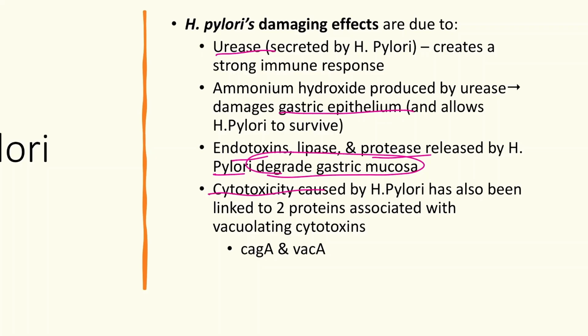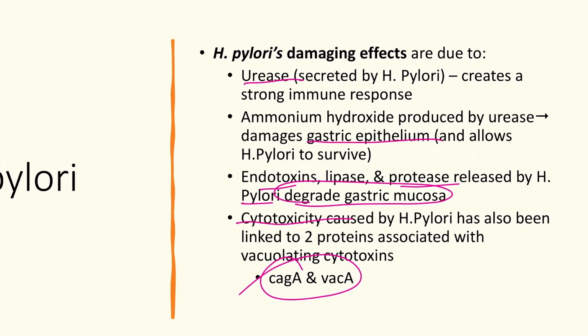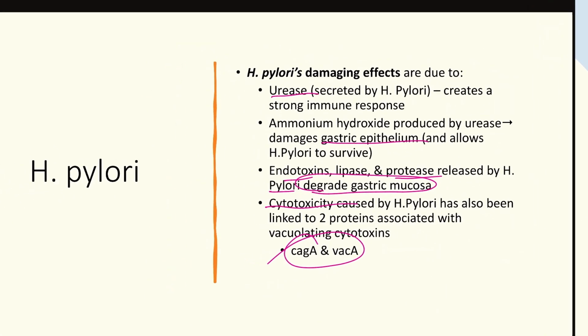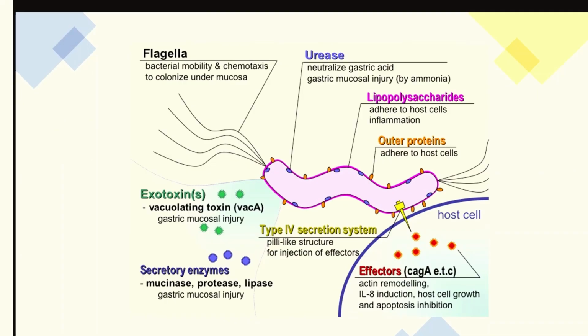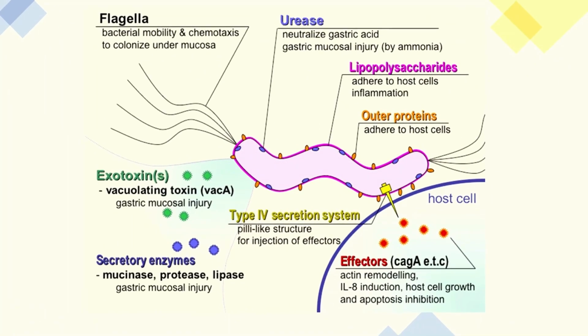We also have some cytotoxicity with the H. pylori, and you don't have to know those for the test, but there are other things that go on. So understand how the H. pylori burrows itself into the mucosal barrier, how it survives, and whatnot. Make sure you know what type of cell it's going to bind to.